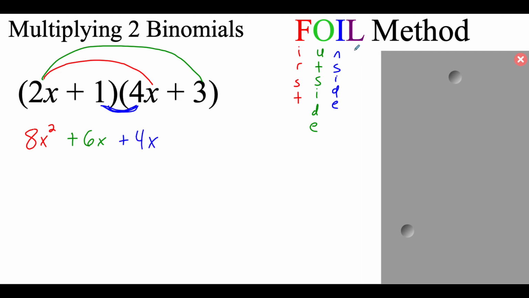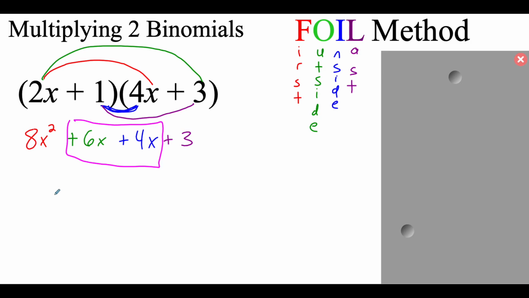And then the L stands for the last things. So the last thing in the first binomial is the 1, and the last thing in the second binomial is the 3. So 1 times 3 is 3. Now we're not quite done with this, because as I look at this, we have a couple of like terms in the middle that we're going to be able to add together.